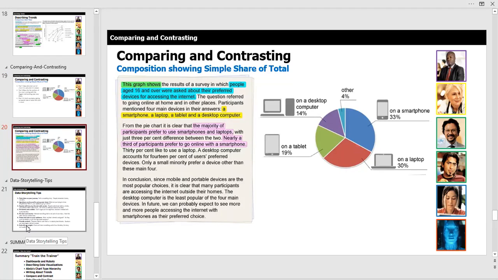And then at the last, there's a conclusion. In conclusion, since mobile and portable devices are the most popular choices, it's clear that many participants are accessing the internet outside their homes. Okay, so again, this is another example of data storytelling. So when people talk about, well, what's data storytelling? This is it right here.